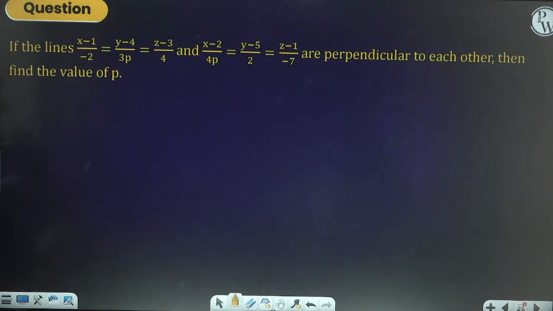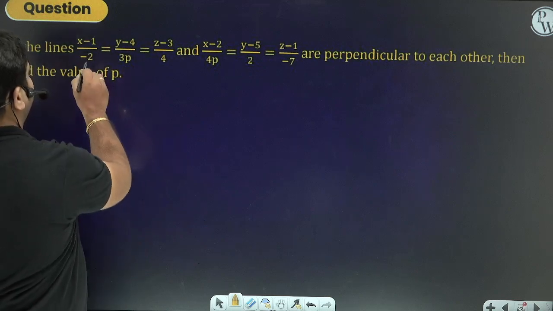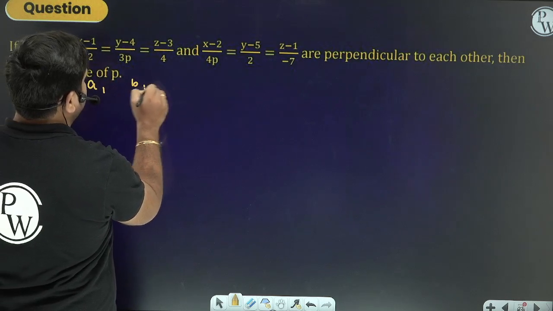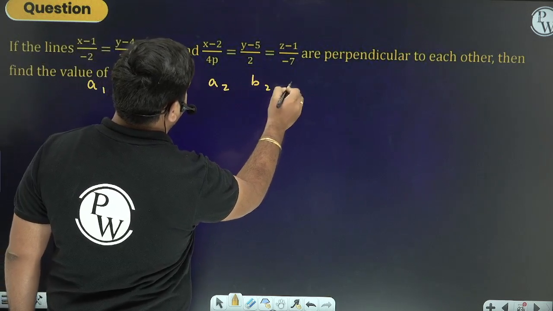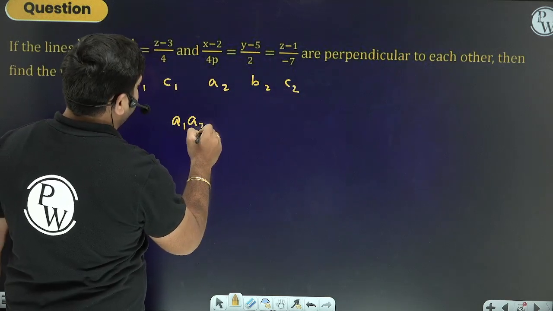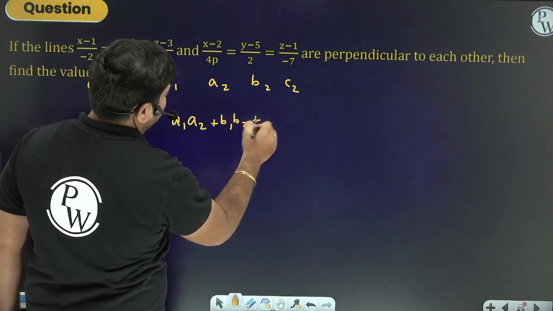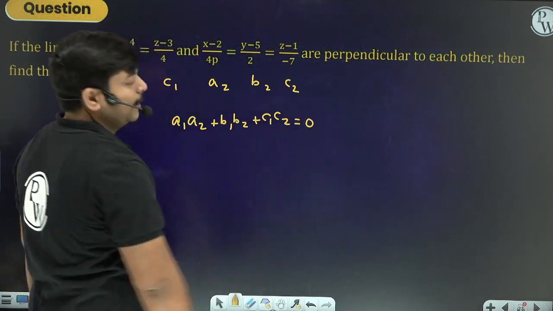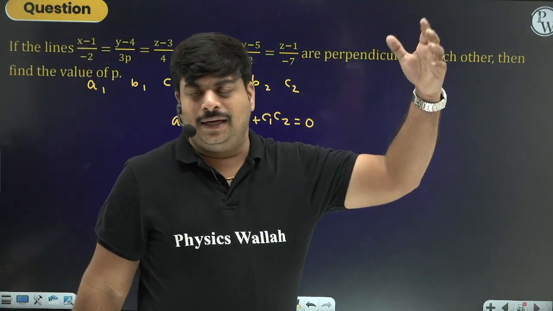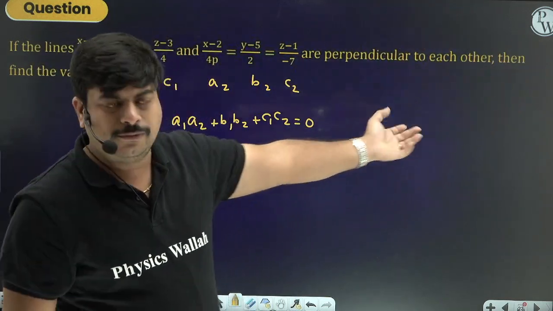So tell me, what is the relation if this is A1, B1, C1, we have A2, B2, C2. The relation is A1 A2 plus B1 B2 plus C1 C2 should be equal to 0. Because they're perpendicular, you can see in another way that the dot product will be 0. The same condition will come there also.